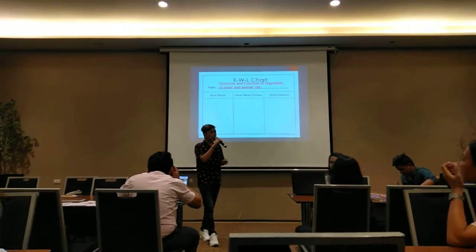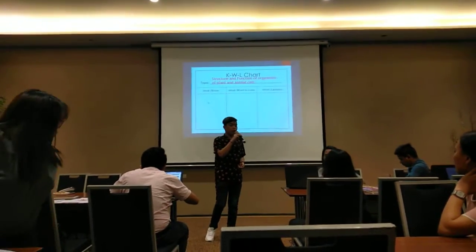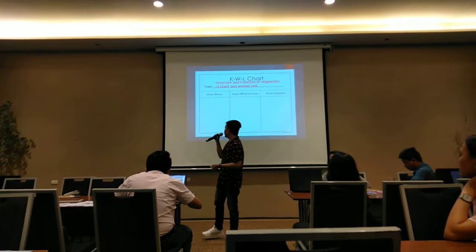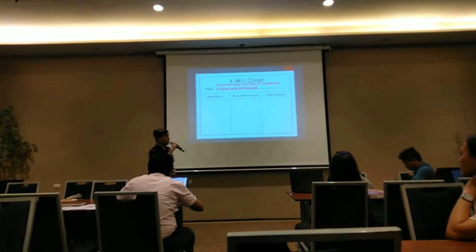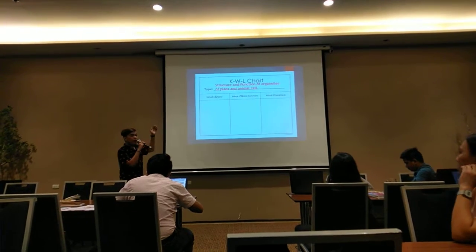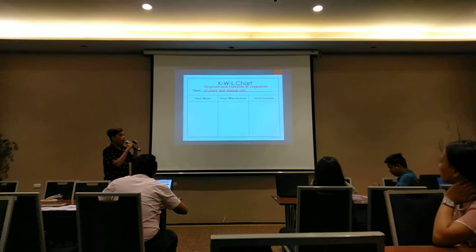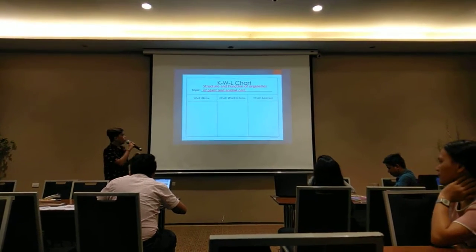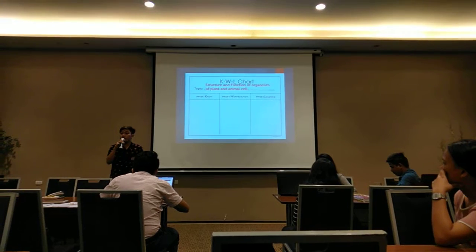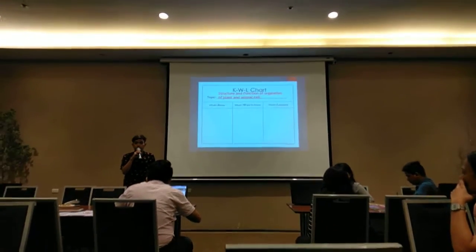For the preliminary activity, I will give you blank sheets of bond paper. Fold the paper into three. On the first column, write what I know. In the second, what I want to know. And the third column is what I learned. On the first column, jot down the things that you already know about the cell organelle.